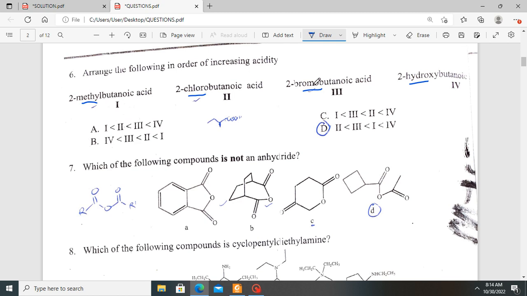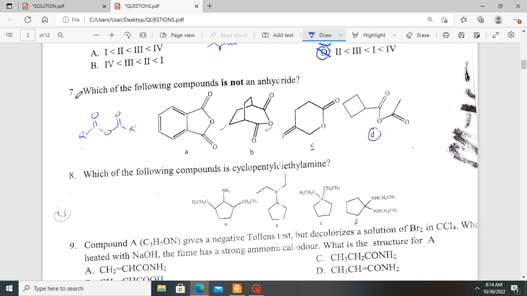Then among bromine and chlorine, chlorine is stronger in terms of electronegativity than bromine. So II becomes a stronger acid than III. So the strongest acid is IV, followed by II, which is chlorine, then bromine, then methyl. So the correct answer is C. Forget about this one, it is wrong. The correct answer is C.